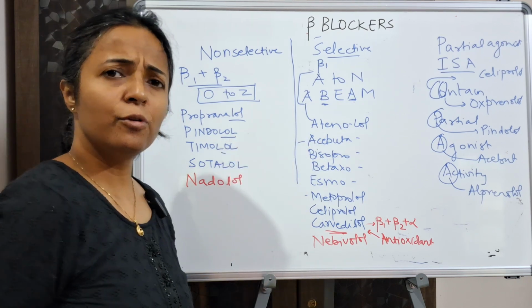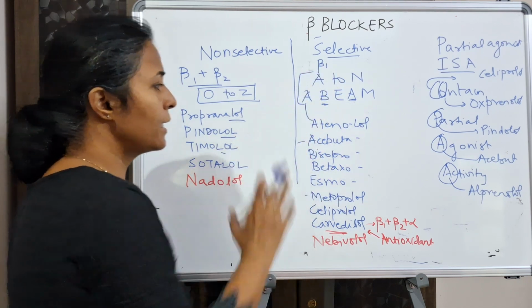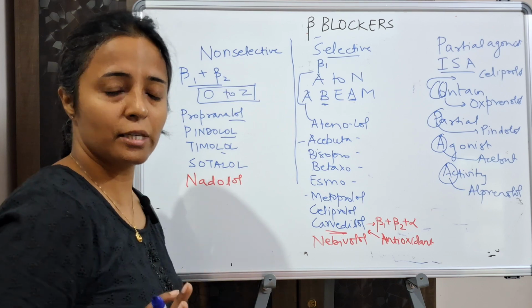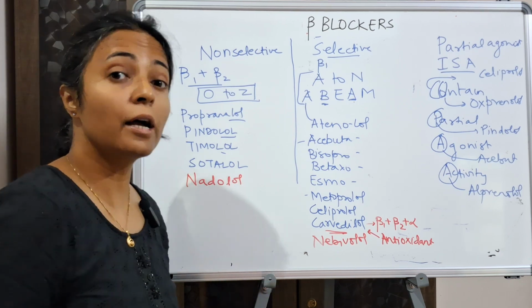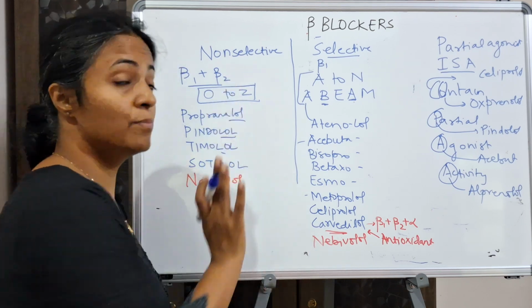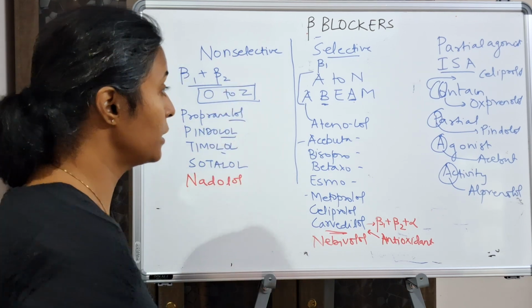Now why do we need partial agonist activity? Okay, selective I can understand, you are using cardio selective, so they will act more on the heart, but remember if they are given at higher doses then they can also have this beta 2 activity, so dose is important in that.